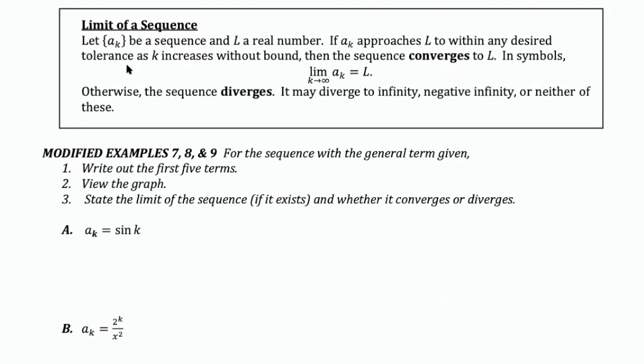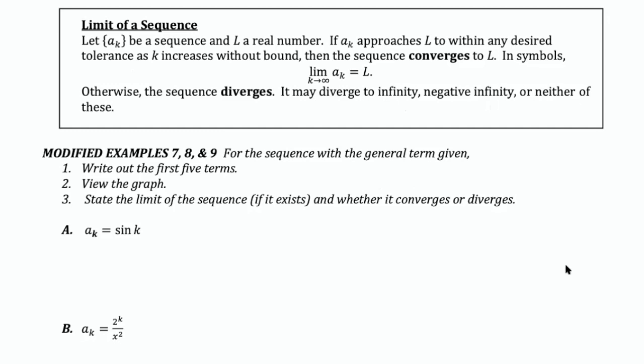If a sub k approaches L to within any desired tolerance as k increases without bound, then the sequence converges to L. So that's when we say that the sequence converges, and we say that the limit as k approaches infinity of a sub k is L. Otherwise, the sequence diverges. And as we saw in our previous examples, it may diverge to infinity, negative infinity, or neither of these, which was the does not exist case.